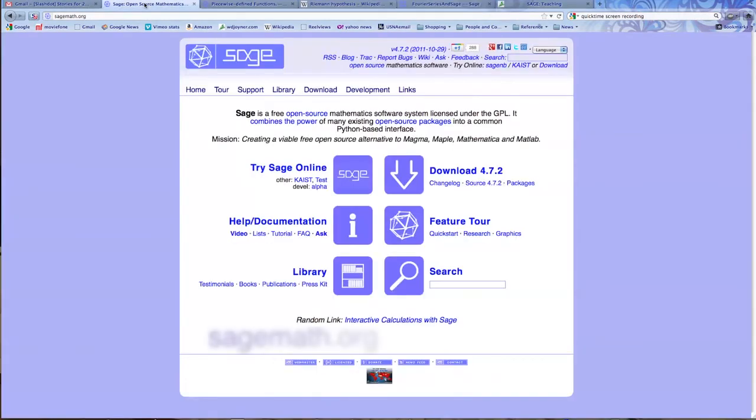Sage is a free, open source mathematics program available from SageMath.org. You can download it there. You can also try it online for free. Just get an account on sagenb.org. There's also lots of documentation there, tutorials, video tutorials also. There are email lists you can join if you want to ask questions. Lots of things available about Sage on sagemath.org.